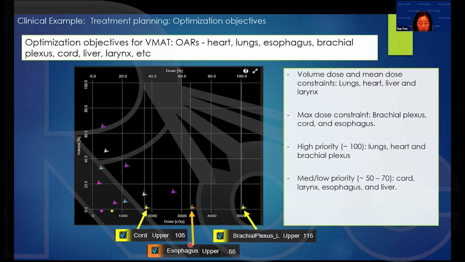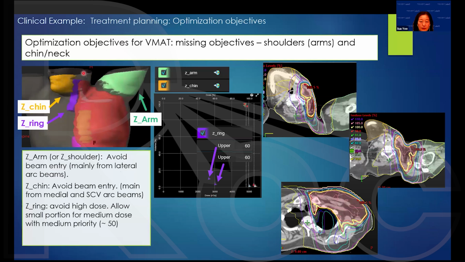Cord is very critical, but cord usually doesn't get that much of a high dose. So you can put high priority, but maybe you don't necessarily need to. We just don't need to blast unnecessary dose for the cord. Esophagus, maximum dose is critical, and plexus, again, maximum dose is critical. Plexus is very critical, but if we limit the maximum dose, that's good enough for plexus.